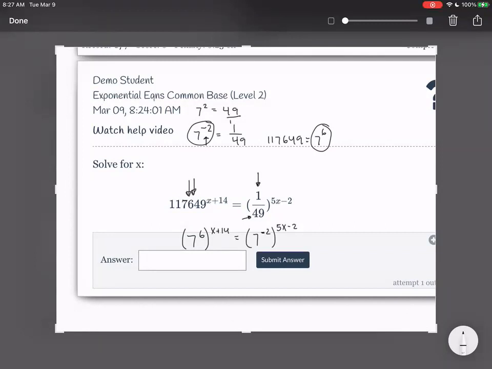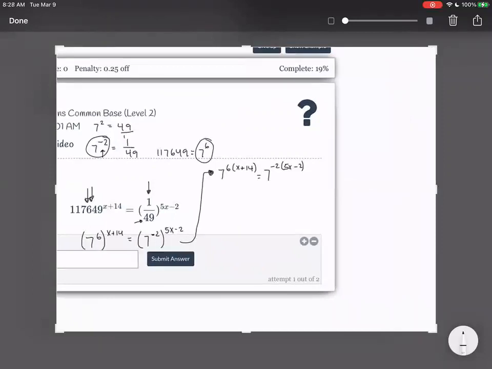Okay, so let's rewrite this over here where we got some space, and remember that you are multiplying the exponent. So in this one, it's 6 times x plus 14, and then in the other one, it's 7 to the power of negative 2 times 5x minus 2. And then let's actually multiply them. So we have 7 to the power of 6x. What is 6 times 14? Let's take a look. 6 times 14 is 84. And then negative 2 times 5x. And then negative 2 times negative 2.